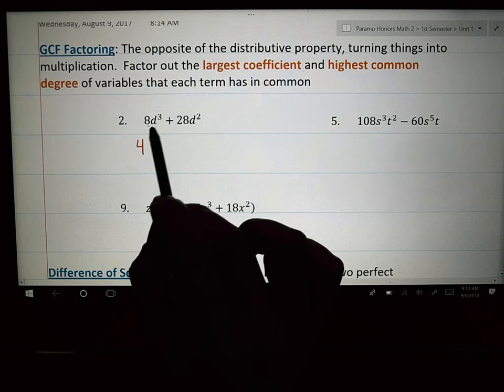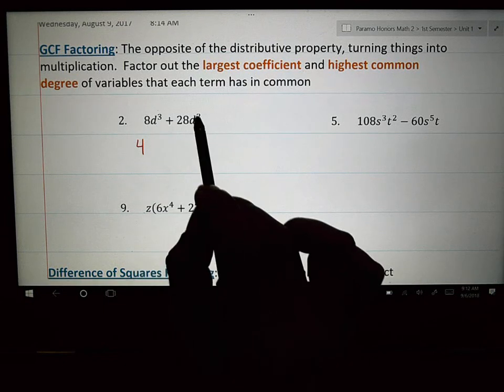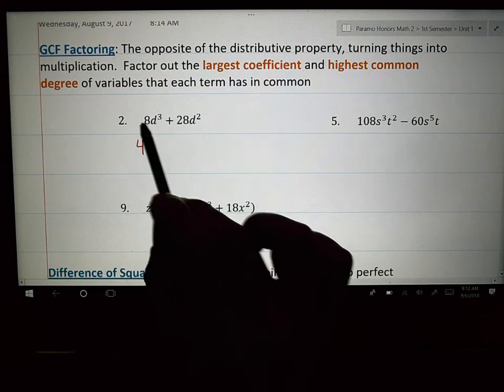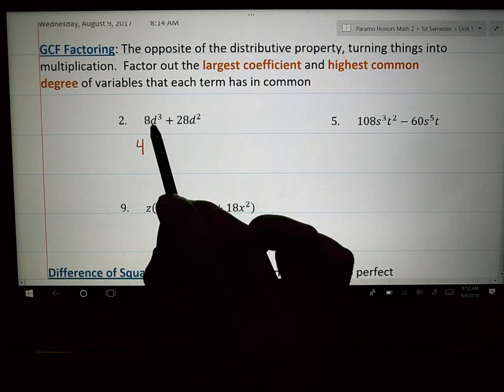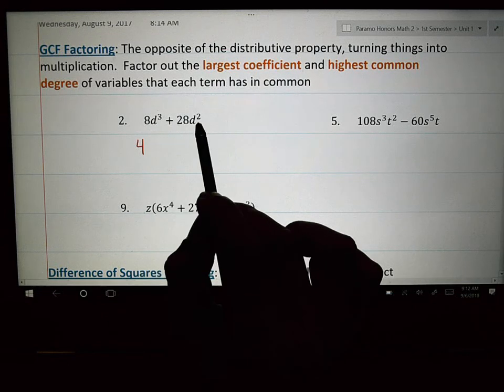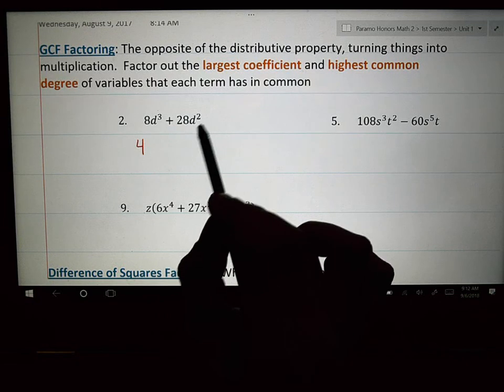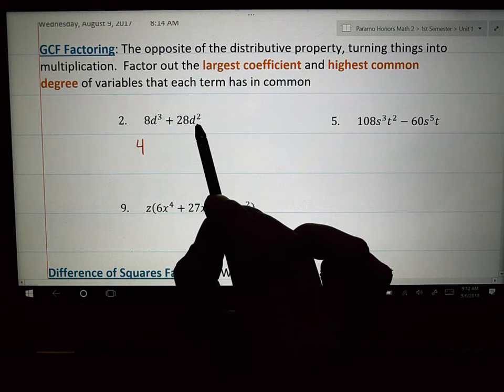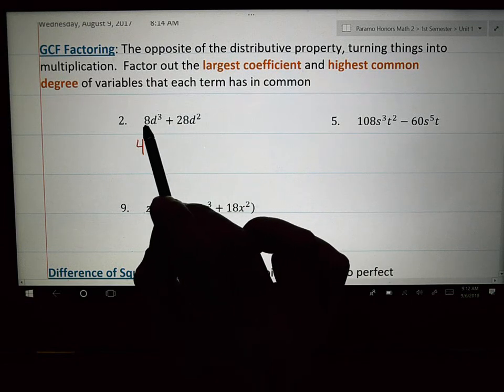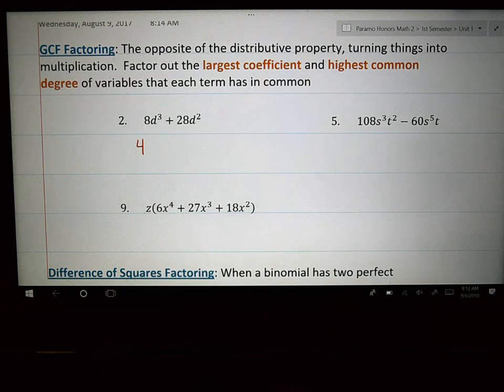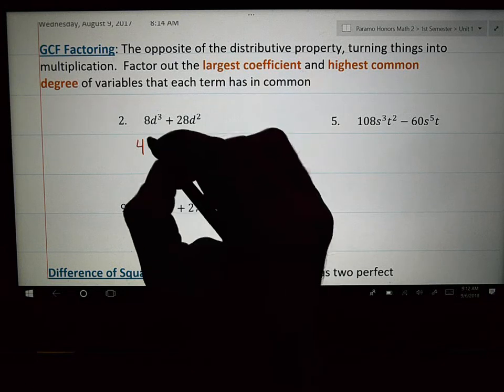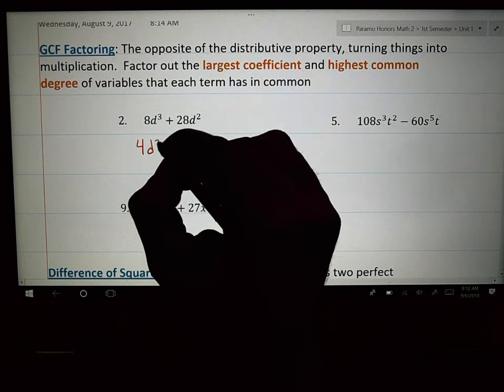The highest common degree of variables. Does this term have a letter d? Does this term have a letter d? Yes, they both do. This has 3 factors of d. This has 2 factors of d. What do they have in common? It's like saying this person over here likes 2 different kinds of donuts. This person likes 3 different kinds of donuts. What do they have in common? What do they both share? How many do they both share? They share at least 2 of them.